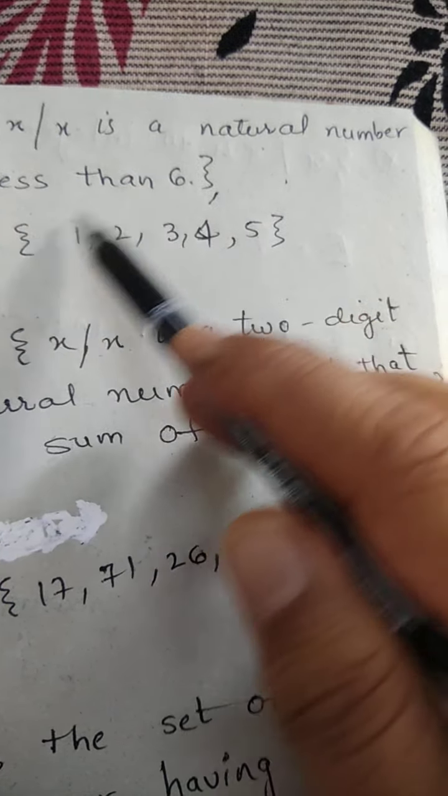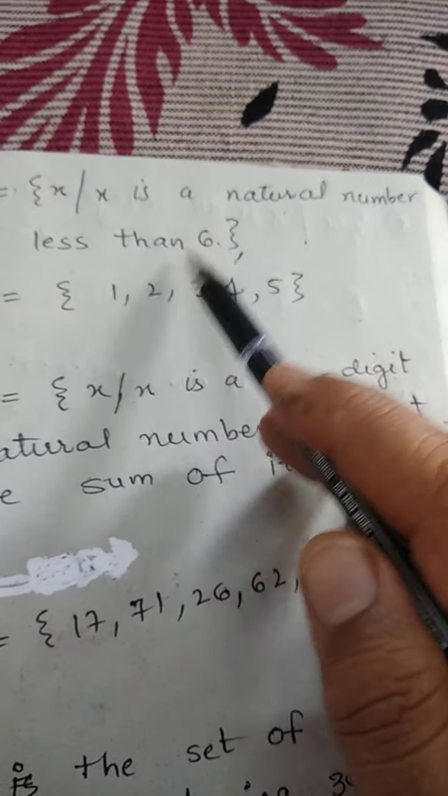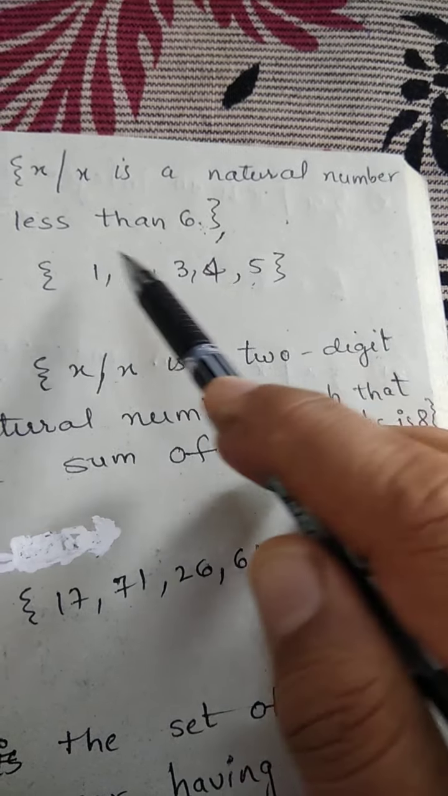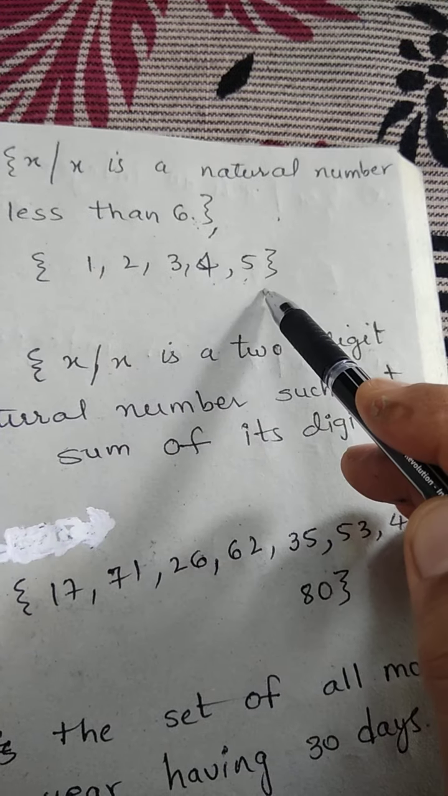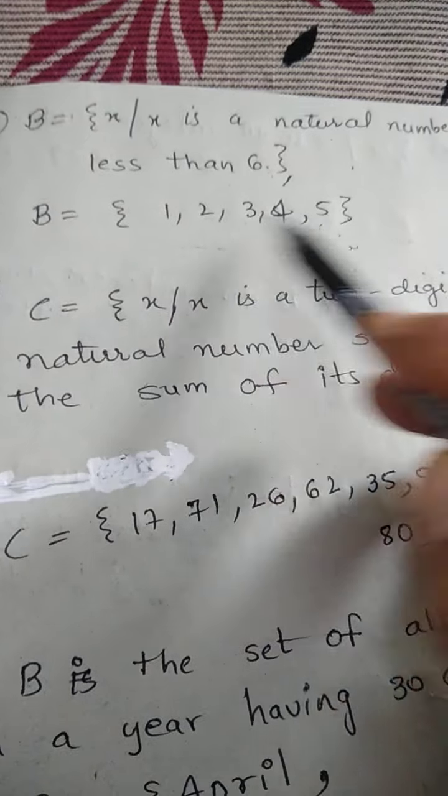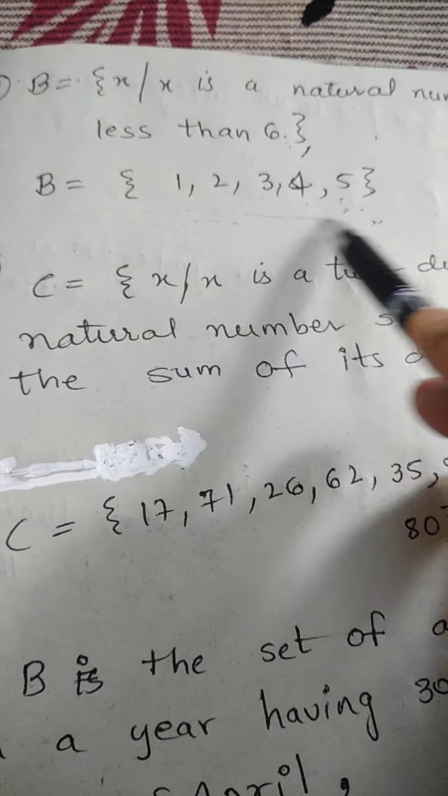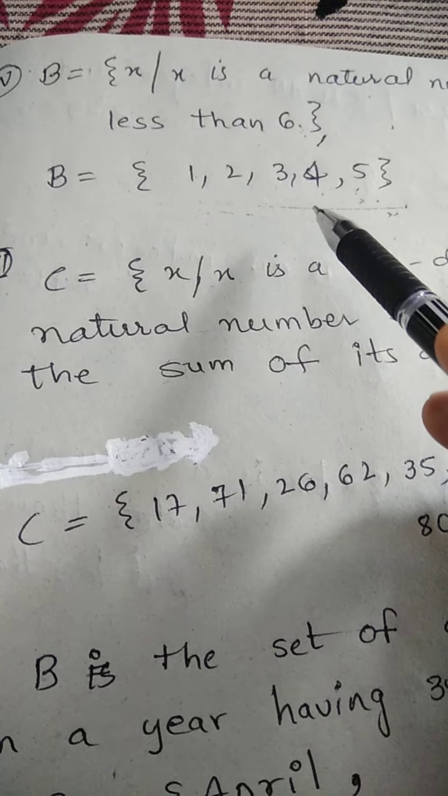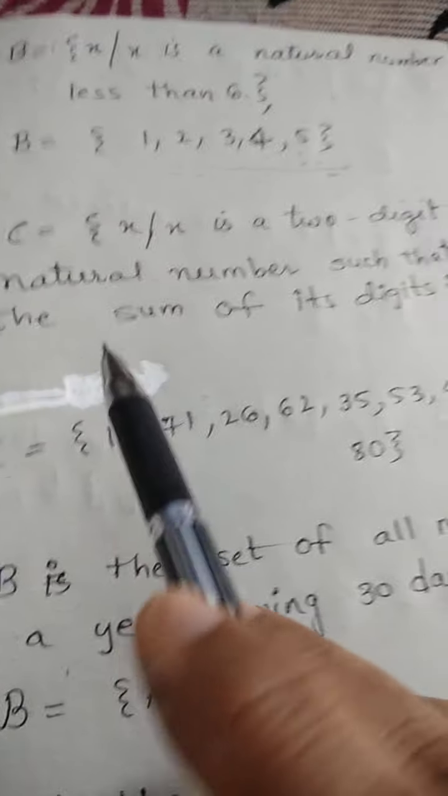We have to write the natural numbers less than 6. Less than 6 means up to 5: 1, 2, 3, 4, 5. So list these numbers inside the curly bracket. So this is called the roster form. How simple it is, right? Now come to the next one.